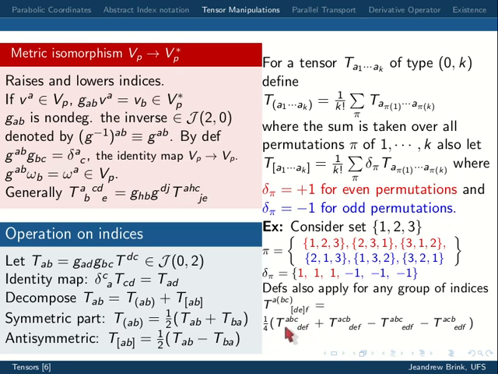Often you have a lot of cancellation between those. So it is straightforward, but be careful. And be accurate. Tensor analysis is all about accuracy.